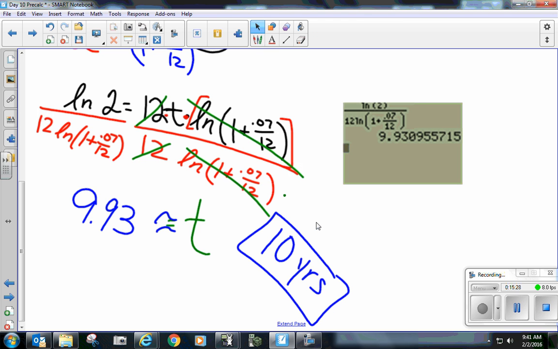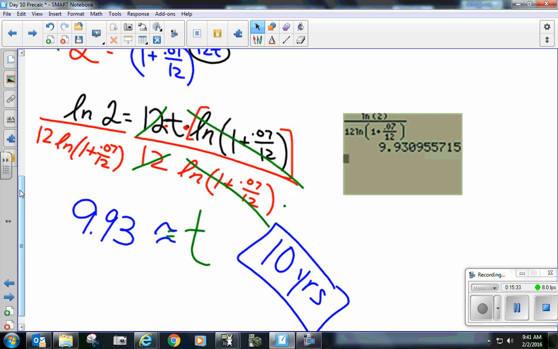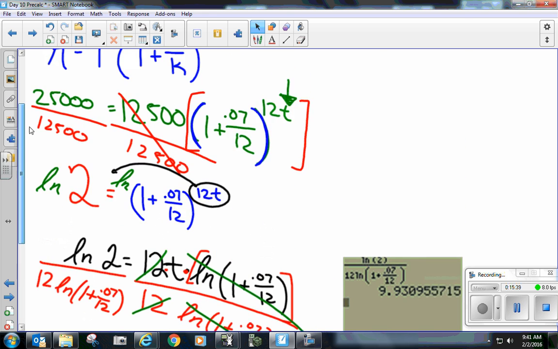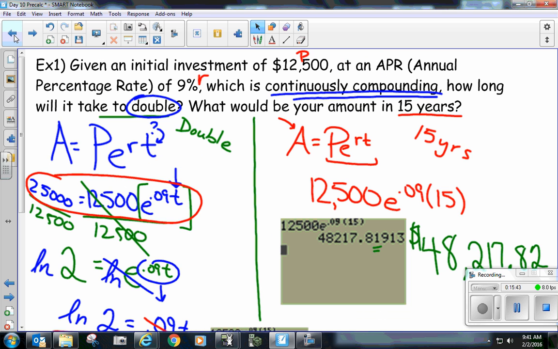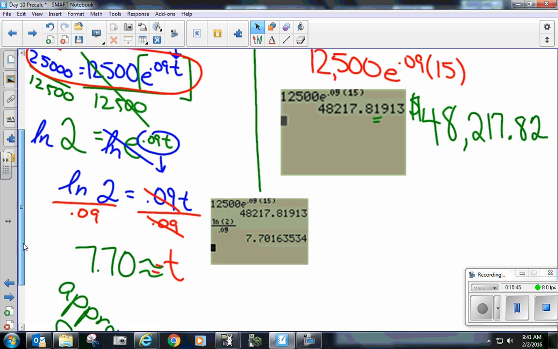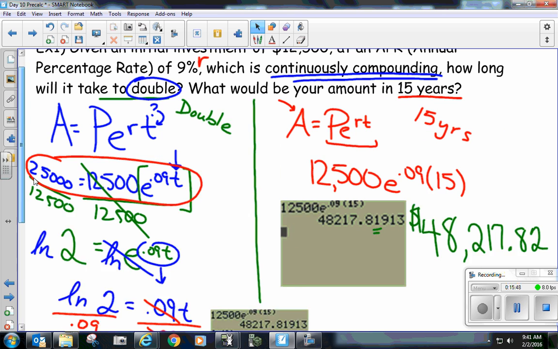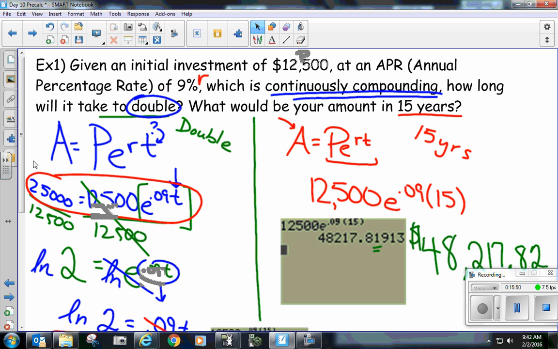So let's take a look at this in the previous question. This is the same amount we started with, right? 12,500, right? And it took 10 years to double at 7% compounded monthly. This one took 8 years to double, and it's compounded continuously at 9%. So if you have those two banks offering you the same thing for the same amount you're putting in, which bank would you go with? The first one, because your money will double faster, 2 years faster.